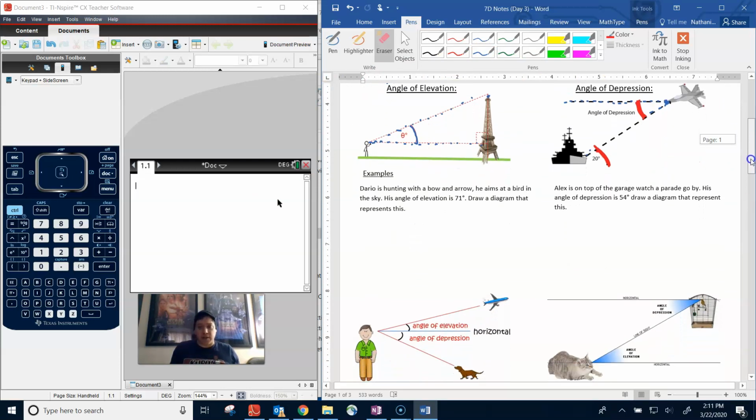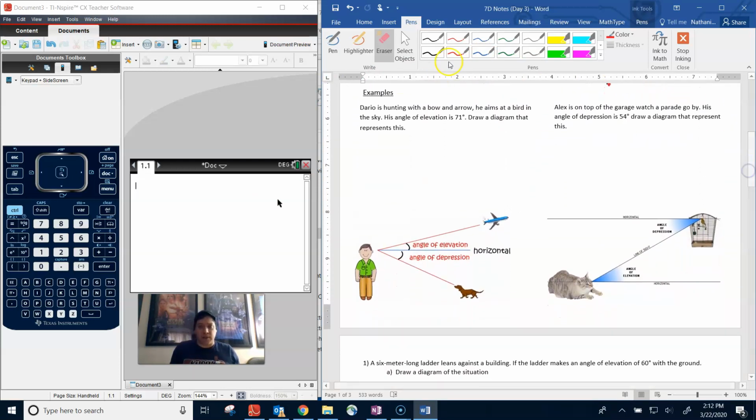Now let's get your art skills together. For instance, this first example says, Dario is hunting with a bow and arrow, and he aims at a bird in the sky. His angle of elevation is 71. Draw a diagram that represents this.